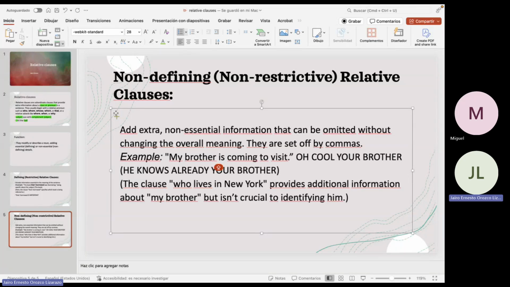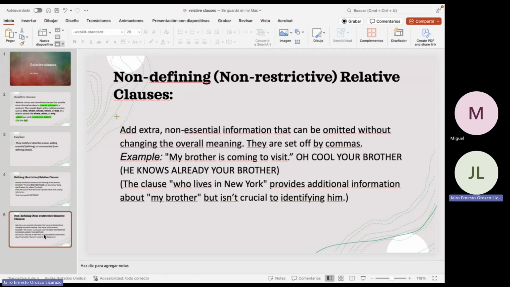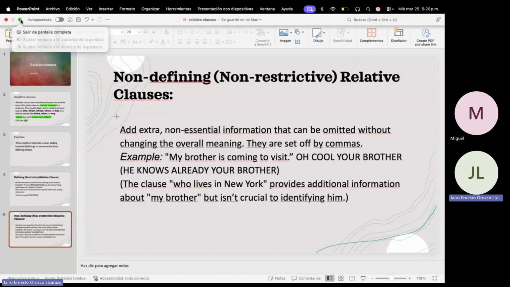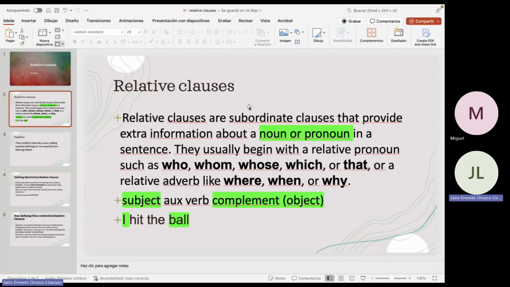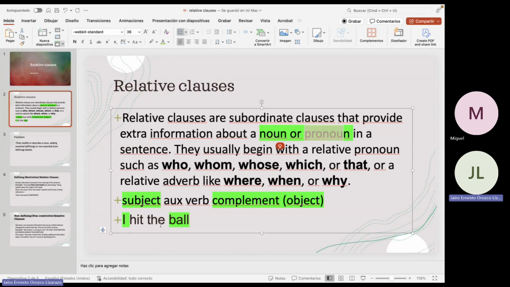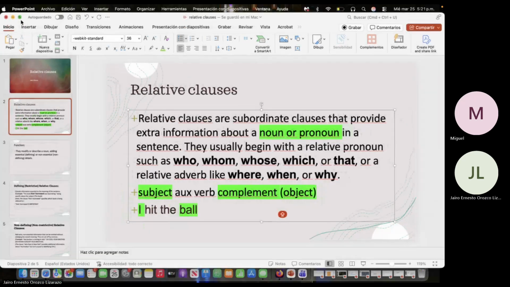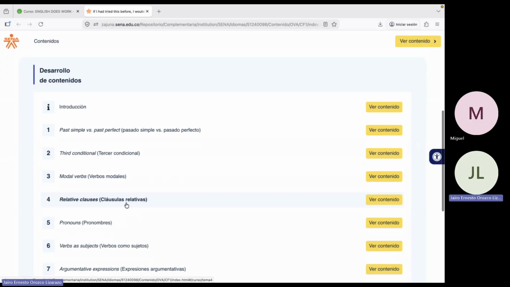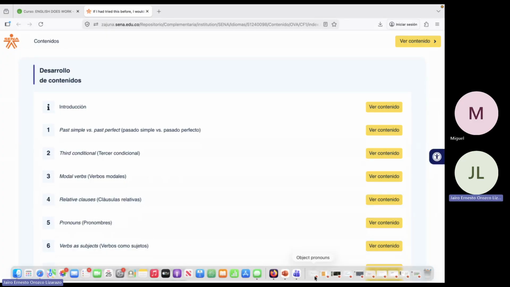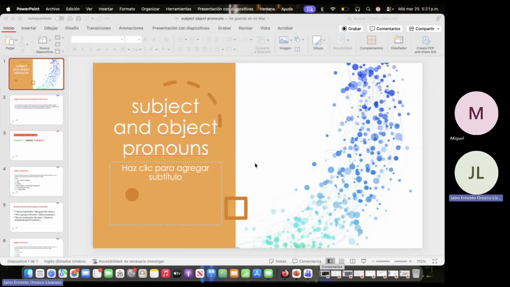So that is the difference between important information and non-important information. In English, defining or non-defining information. Okay? So those are relative clauses. Again, relative clauses are used to modify, describe, or give more information about the subject, noun, or pronouns, which are subject or object. Okay? So that is our first topic, which is relative clauses. Then we have the pronouns.